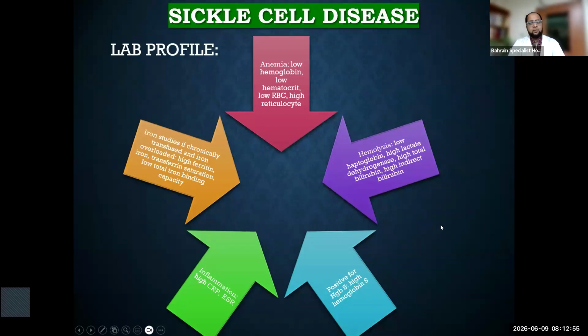So coming to lab profile, what do we see? Usually we see features of anemia with low hemoglobin, low hematocrit, and low RBC, and a response from bone marrow, which is indicated by high reticulocyte count. As a result of hemolysis, the features that we can see in the blood are low haptoglobin, high LDH, and high indirect bilirubin. And of course, HbS can be demonstrated in electrophoresis, and inflammatory mediators can also be noted in the blood.